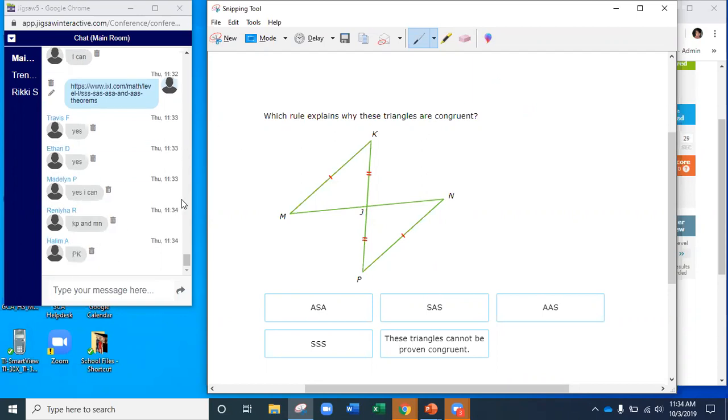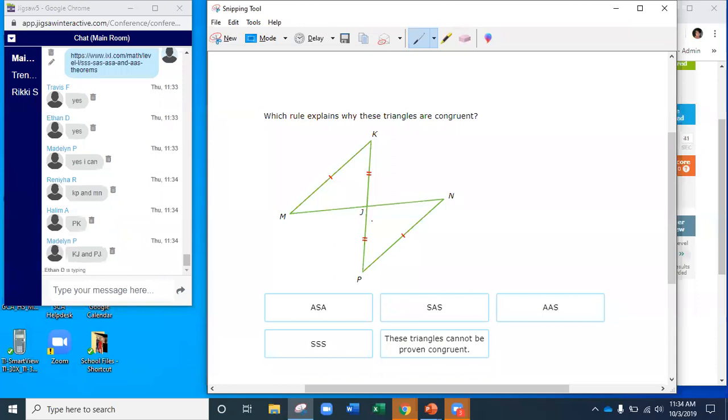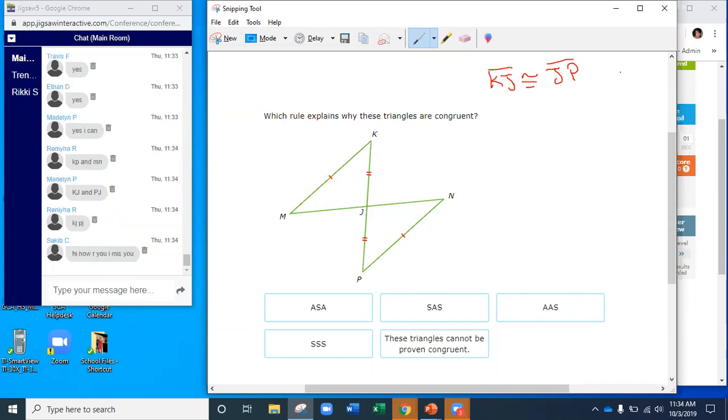Okay, let's see, Renaya, I got not KP and MN. Look at these tick marks. It means that that smaller segment is congruent to another one. There we go. So line segment KJ is congruent to JP. Everybody see that? Okay, so we got that one. And is that an angle or a side? It's a side.